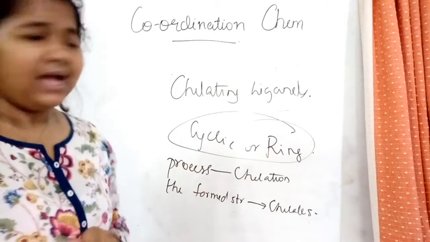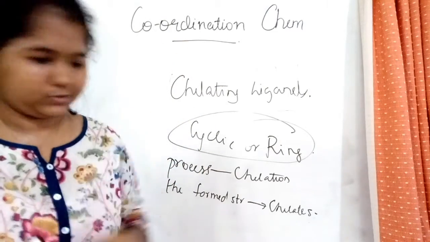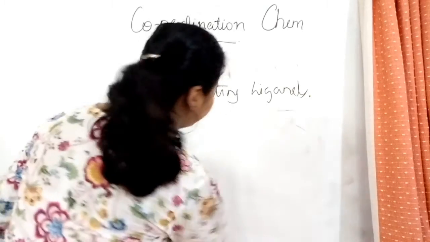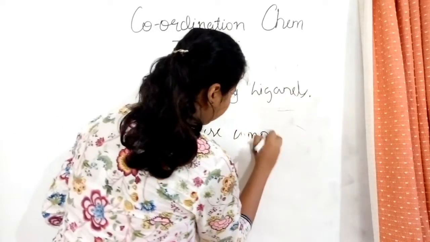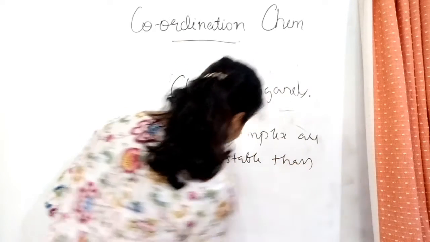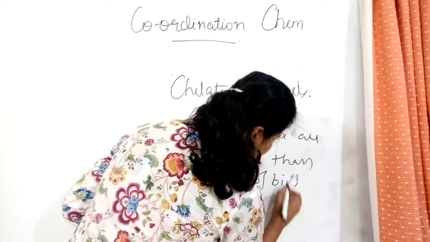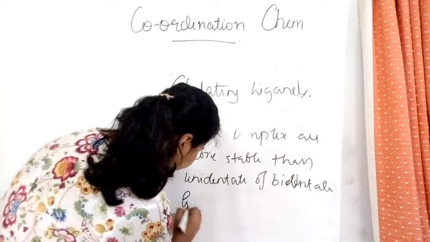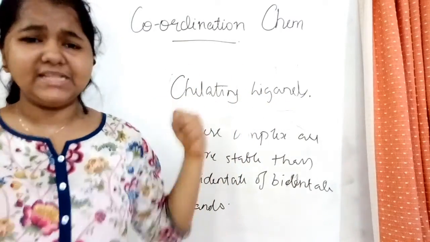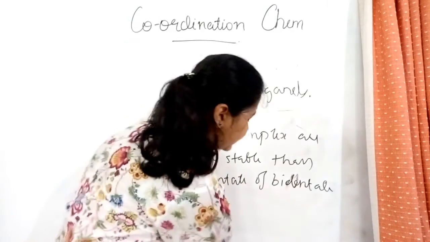Before discussing an example, let me tell you, a chelating ligand is very stable because it forms a cyclic compound and hence has a stronger bond. So I'll write: these complexes are more stable than unidentate or bidentate ligands. Did you get me? These chelating ligands have much more stability than both unidentate and bidentate ligands. Okay? So now let's see the next one.